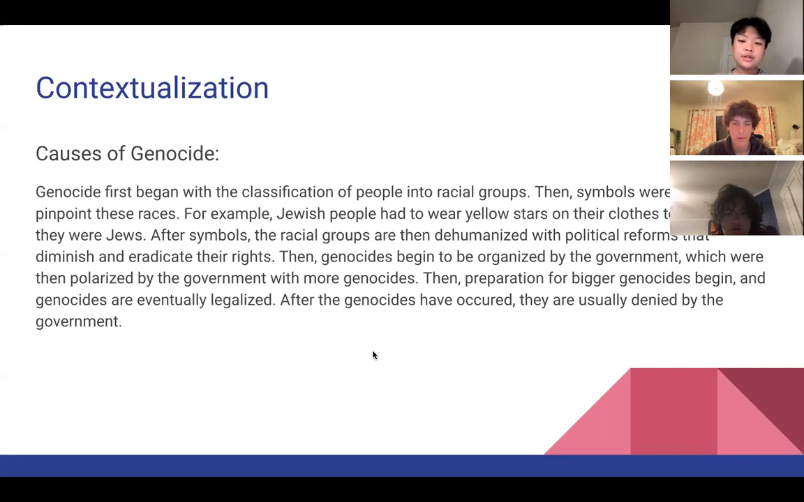And then genocides began to become more organized by the government and then polarized by the government with more genocides and violent acts. And then eventually preparation for bigger genocides began and they were eventually legalized. And afterwards, after genocides had ended, they were usually denied by the government and evidence was usually hidden.